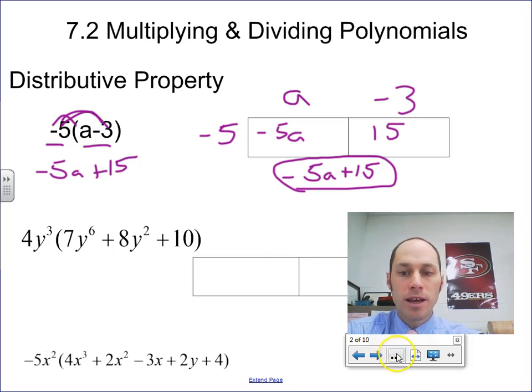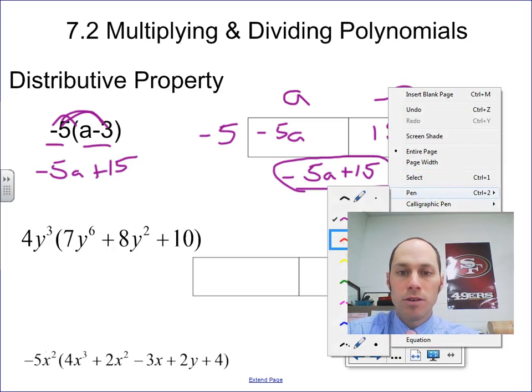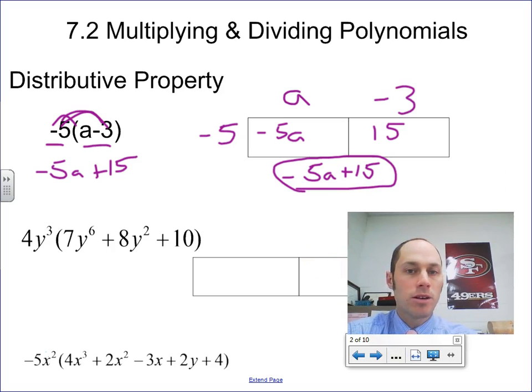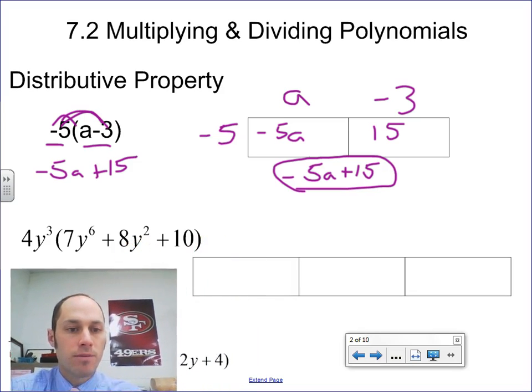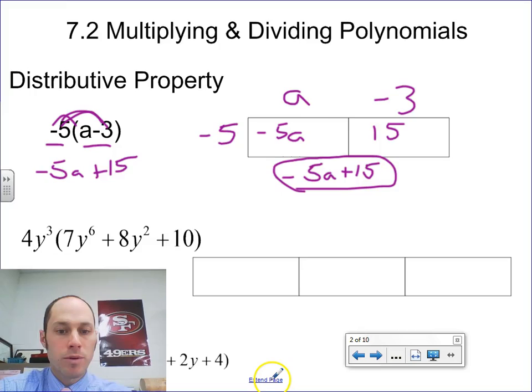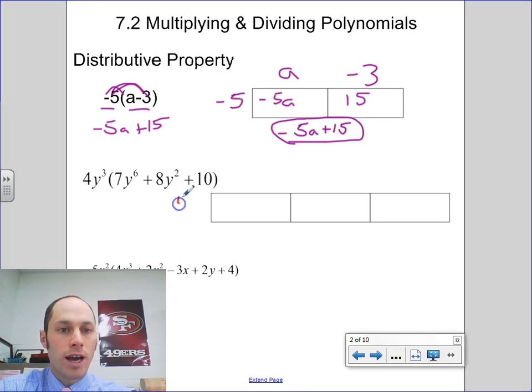So pick a format that works for you. If you like to use the area model, go ahead and do that. If you think distributing is easier, then do that. So in this next example, we have 4y to the third, which is a monomial. This time we're multiplying by a trinomial. So I put the three terms in there. The second term is 8y squared and +10.